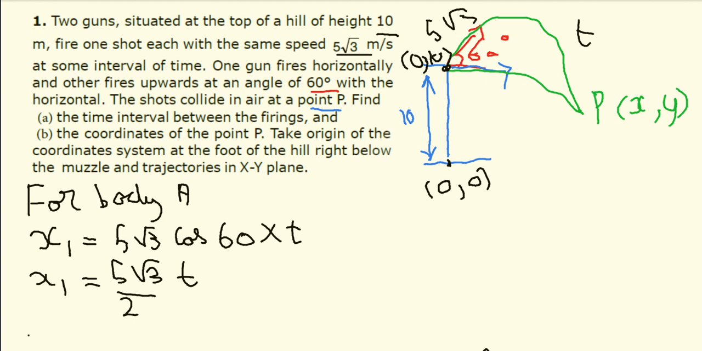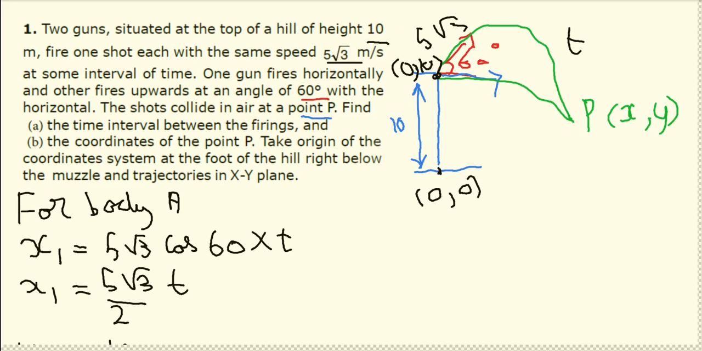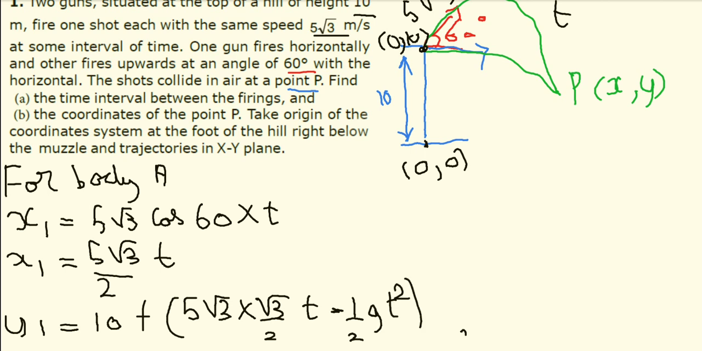And similarly y1. Now initially it is at a height 10, so I already have to take 10 here. Initially it is at a height 10, so over here y1 is equal to 10 plus initial velocity along the y-axis, which is 5 root 3 sin 60, which will be equal to root 3 divided by 2, into t, that is ut plus half at square, or minus half g t square. This will be the straightforward equation.